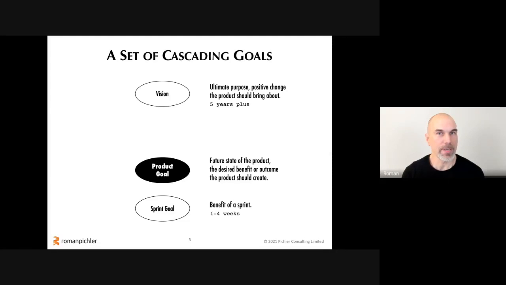As the quotes that I just shared with you suggest, the product goal wants to describe a future state of the product. And I'd say, wouldn't it be nice if it also captured the desired benefit or outcome that the product should create? And if that's the case, then we could use a product goal in order to help us select the right sprint goals. Or to put it differently, every sprint and every sprint goal should help us move closer towards the product goal. And by meeting the sprint goals, we should then eventually also meet our product goal.